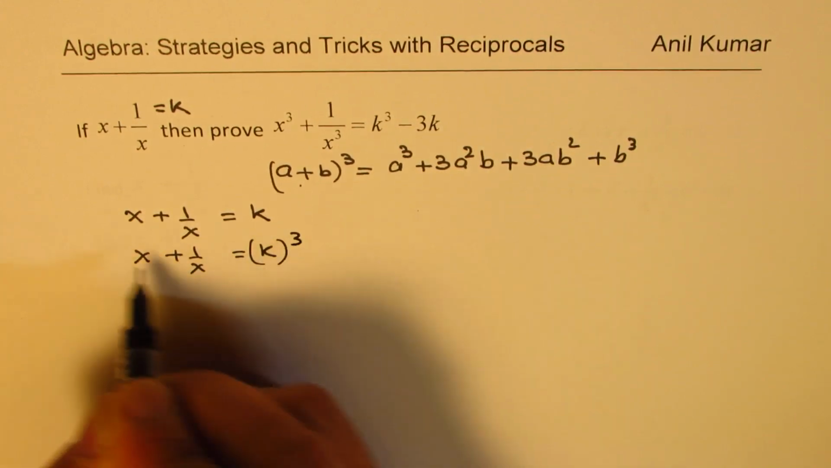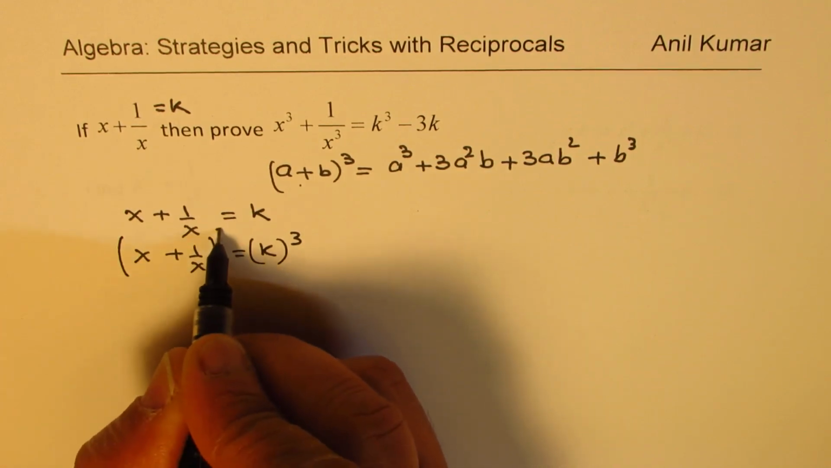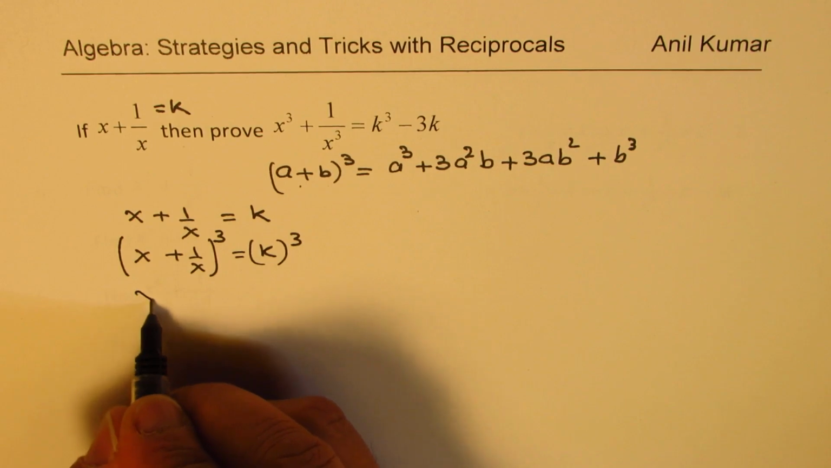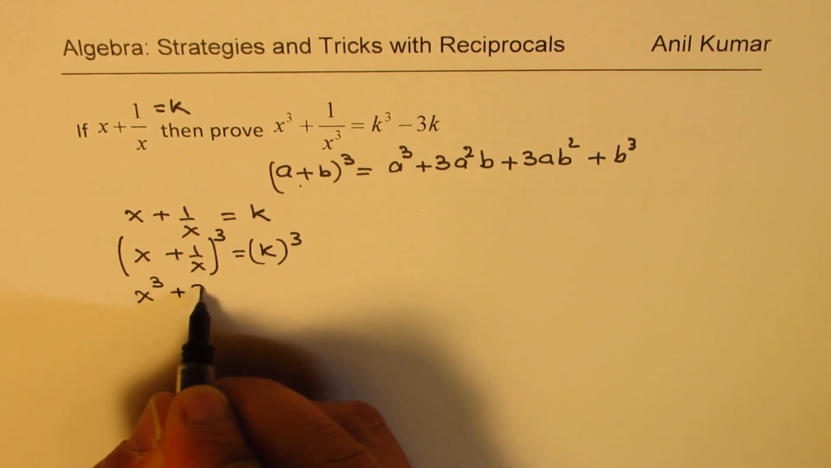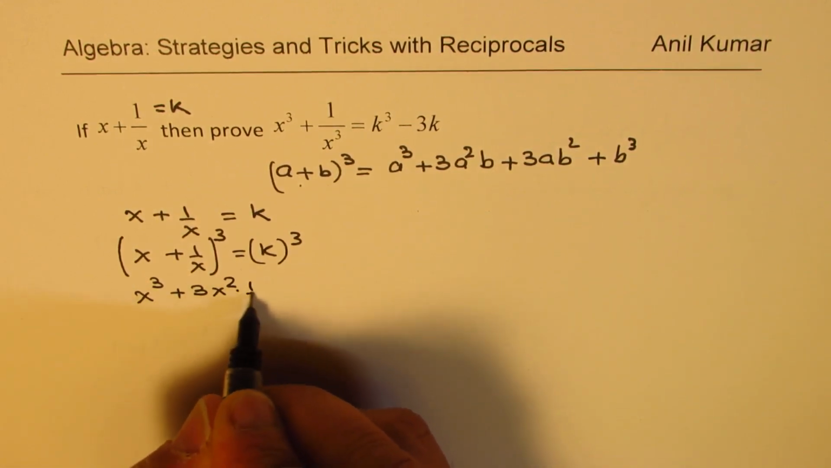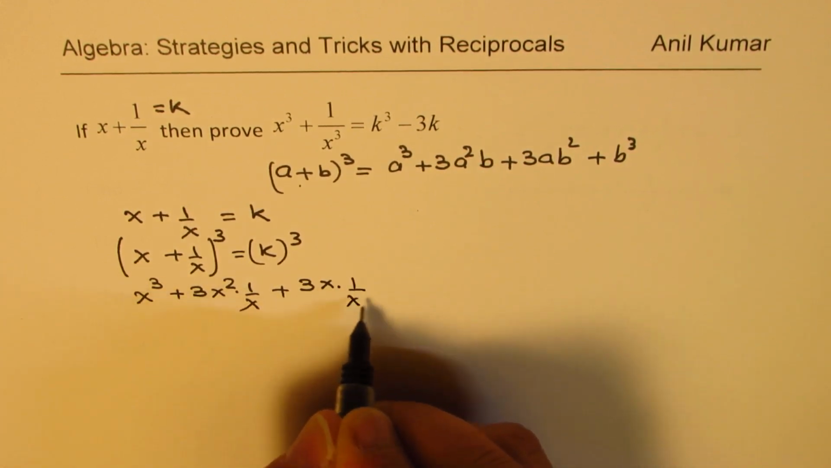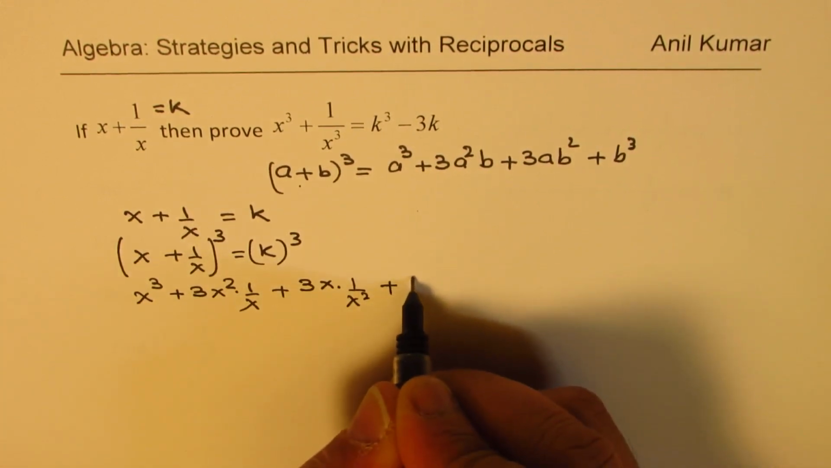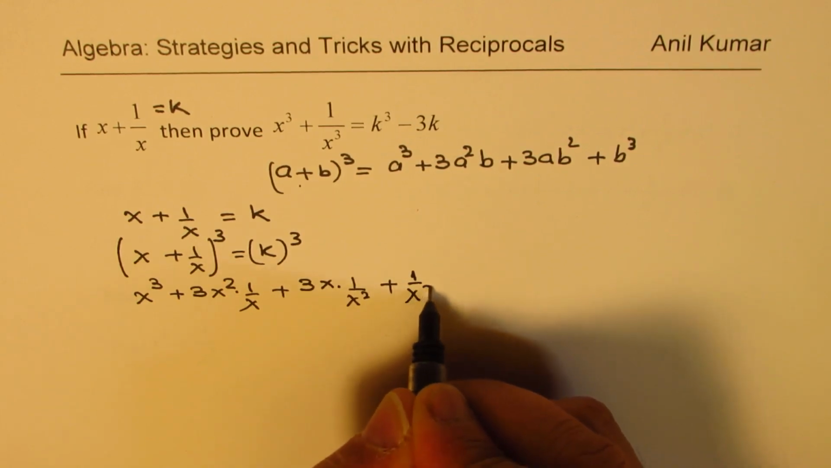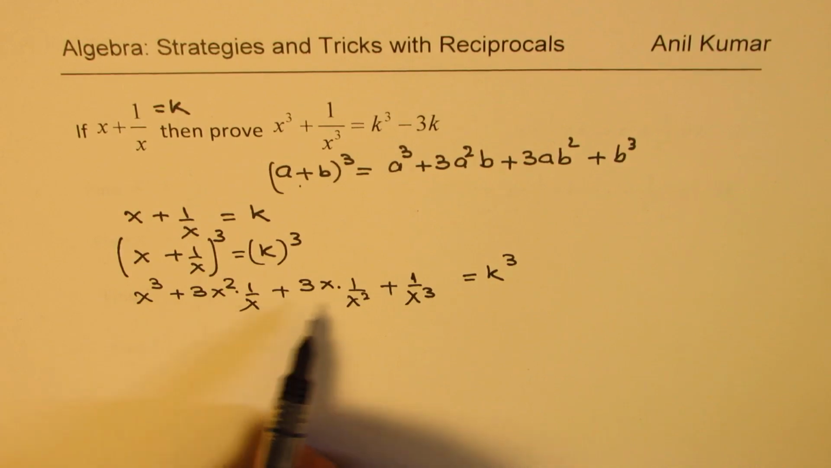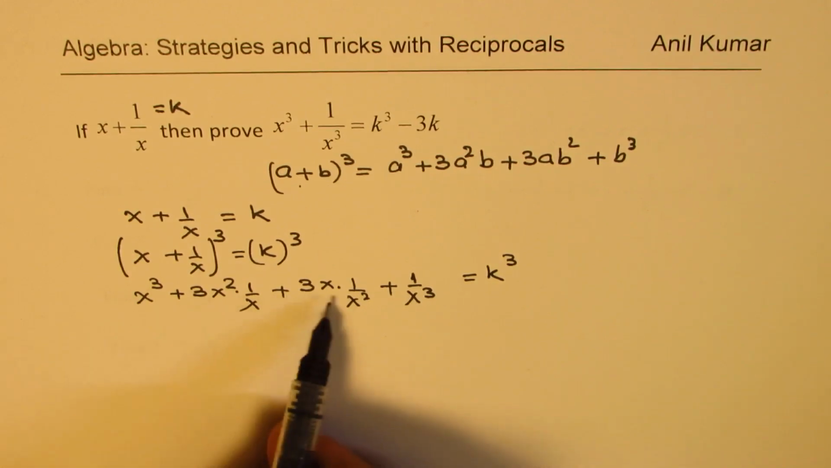If I cube both sides, and use this particular expansion, we get x cubed plus 3 times x squared times 1 over x plus 3 times x times 1 over x squared plus 1 over x cubed equals k cubed, right? Now, the center two terms, we can take 3 common.